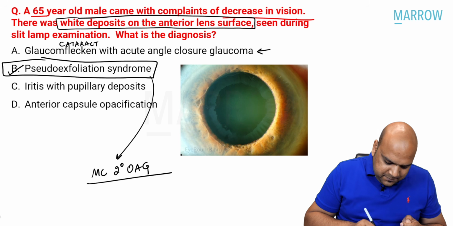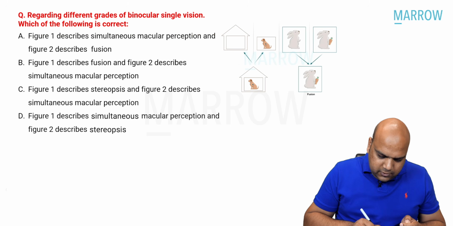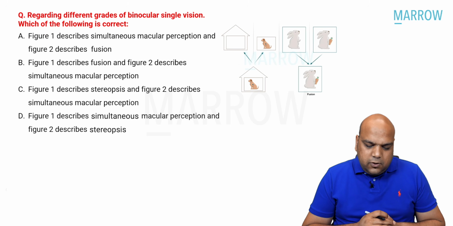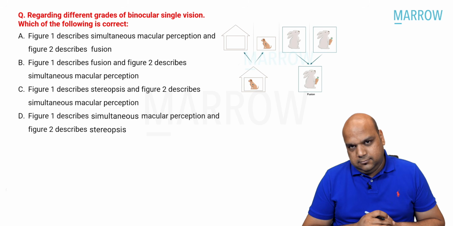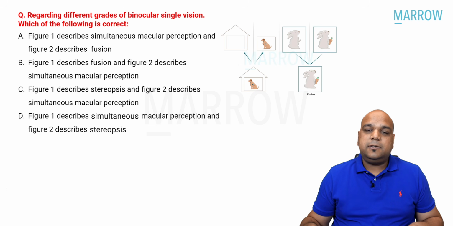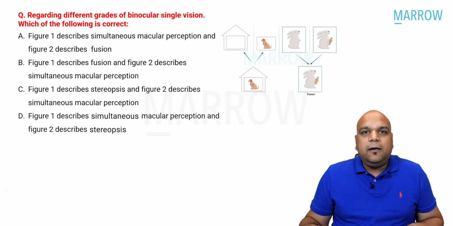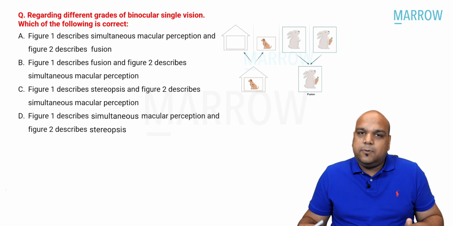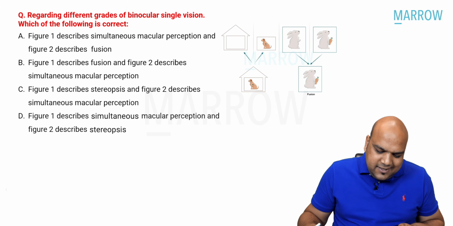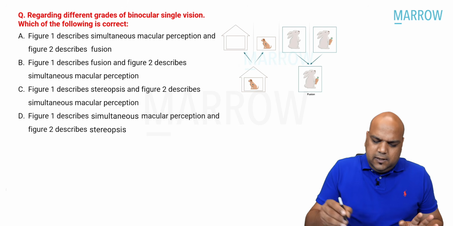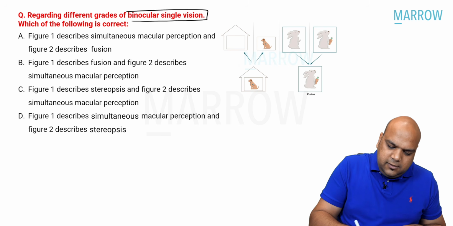All right, guys. Now, moving on to the last question. Regarding different grades of binocular single vision, which of the following is correct? I think again, a very easy question, which you could have done even if you have not read Squint. Figure 1 describes simultaneous macular perception and figure 2 describes fusion. So basically what they are asking you is about the grades of binocular single vision.